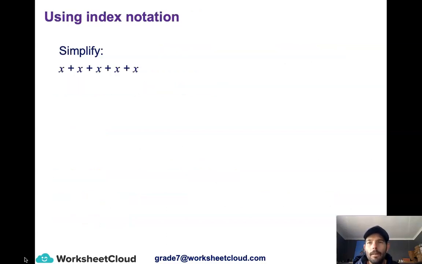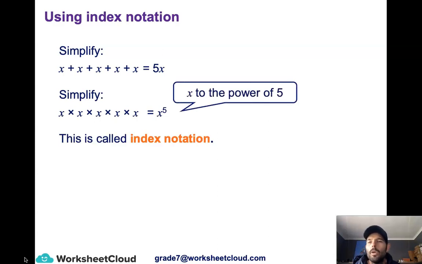So when we simplify using index notation, x plus x plus x plus x plus x, how many are there? There are 5 of them. So we just write that as 5x. All right, so that's when we add. But now when we multiply the same number of x's together, it's exactly the same as if we had 2 times 2 times 2 times 2 times 2. We would say, all right, if we wrote that using index notation, so remember index notation is using powers and indices, so we would have said 2 to the power 5, and it's exactly the same with algebra. So there we would say x to the power 5, and that is called index notation.